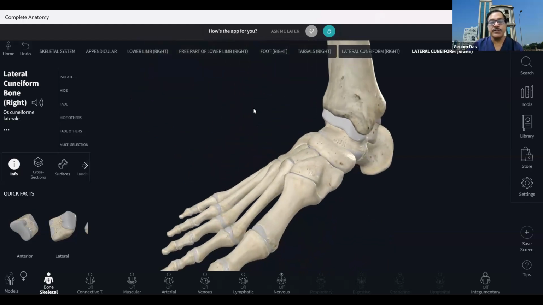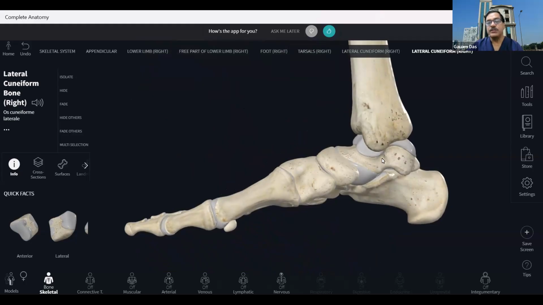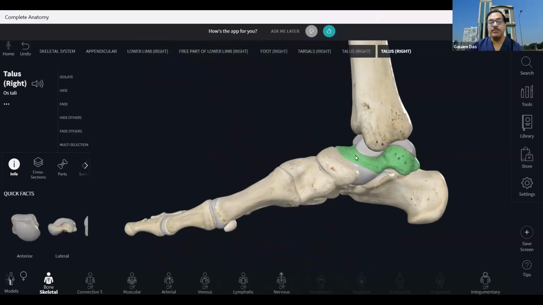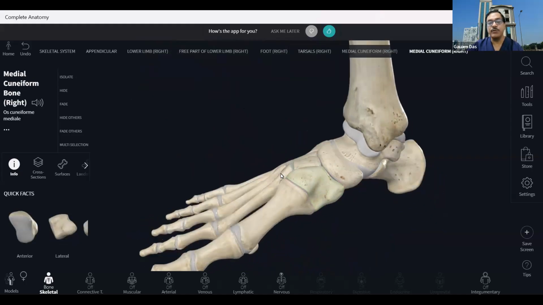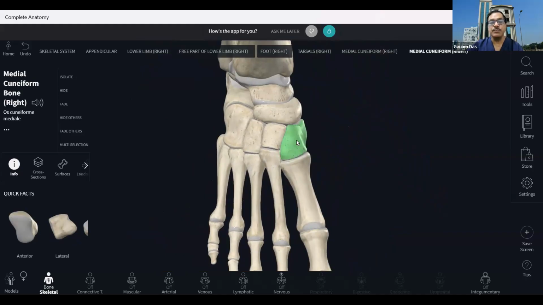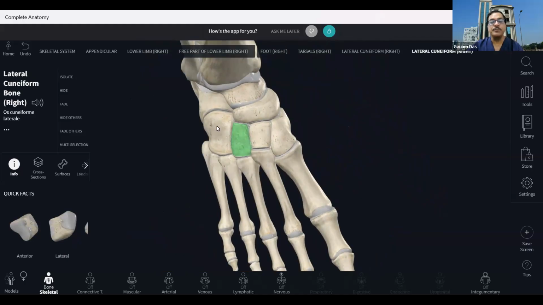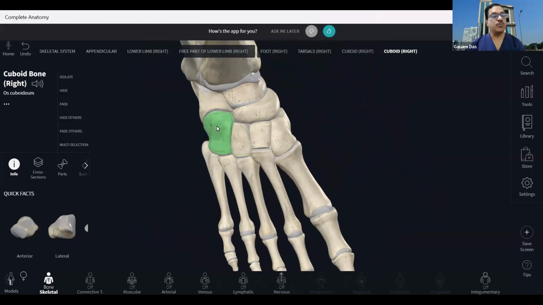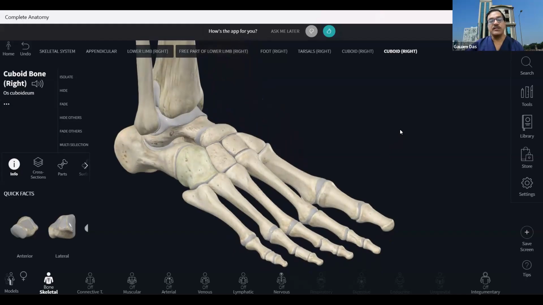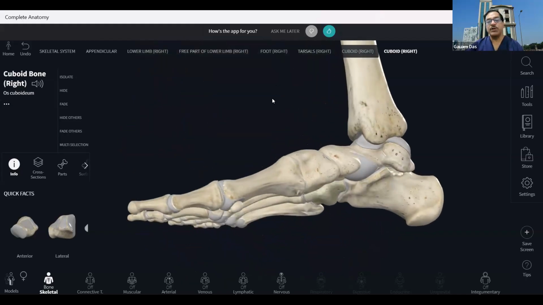So don't forget, what are the tarsal bones? This is the talus just below the tibia, and then we have the calcaneum. In front, we have the navicular, and in front of the talus we have the three cuneiform bones: medial, intermediate, and lateral. And in front of the calcaneum, we have the cuboid bone. This cuboid bone is again articulating with the last two metatarsal bones, and the cuneiform bones are articulating with the first, second, and third metatarsal bones. Okay, so this is a little bit of the bony part.